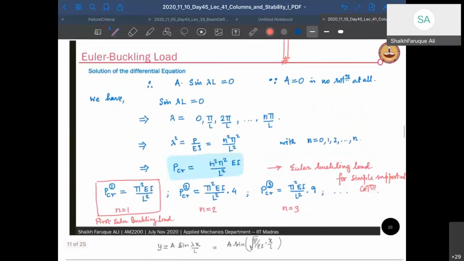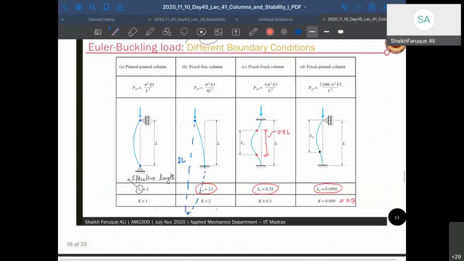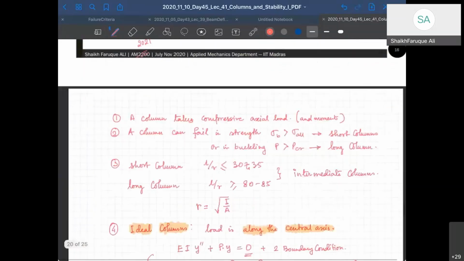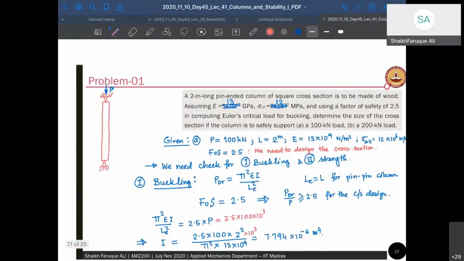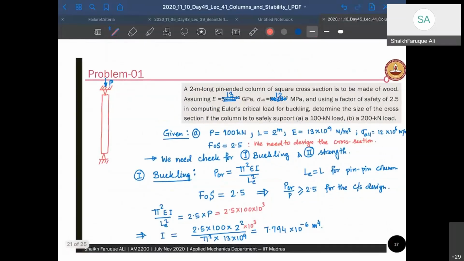If you have no questions here, we'll move on. We'll solve one problem in columns, so that design of columns will be clear with that. Sir, we have the small r equal to the square root of I by A, right? For divergent columns, where the area is increasing along the axis, which area do we have to consider?